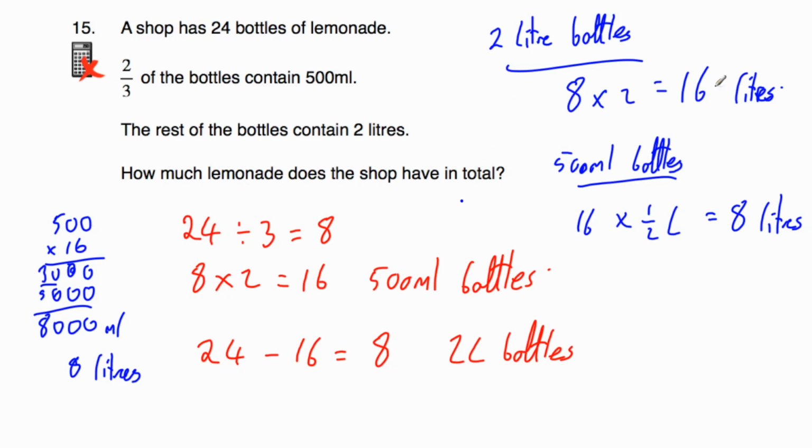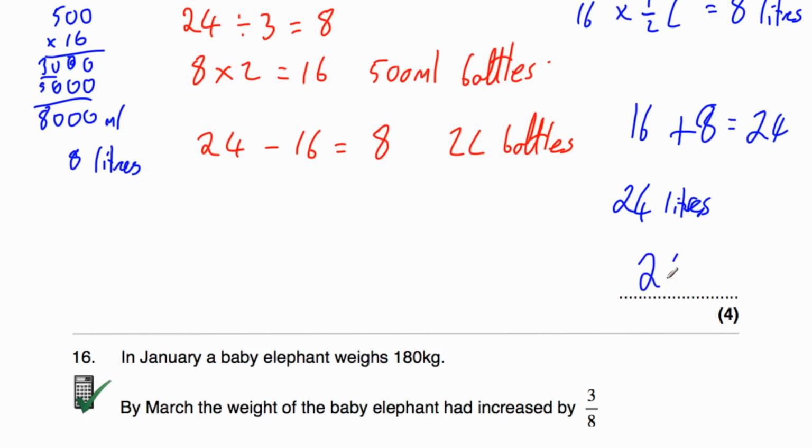So we've now worked out how much lemonade is in the 2 litre bottles and how much lemonade is in the 500 millilitre bottles. So to work out how much lemonade the shop's got in total, we just need to add these numbers together. There are 16 litres and our 8 litres, and 16 plus 8 is equal to 24. So that means that altogether the shop's got 24 litres of lemonade. And that's it. So the answer is 24 litres.